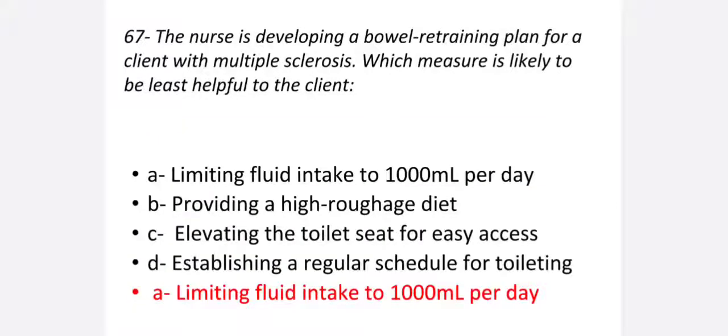Question number 7. The nurse is developing a bowel retraining plan for a client with multiple sclerosis. Which measure is likely to be least helpful to the client? Option A. Limiting fluid intake to 1000 ml per day. Option B. Providing high roughage diet. Option C. Elevate the toilet seat for easy access. Option D. Establishing a regular schedule for toileting. Option A. Limiting fluid intake to 1000 ml per day is the correct answer.